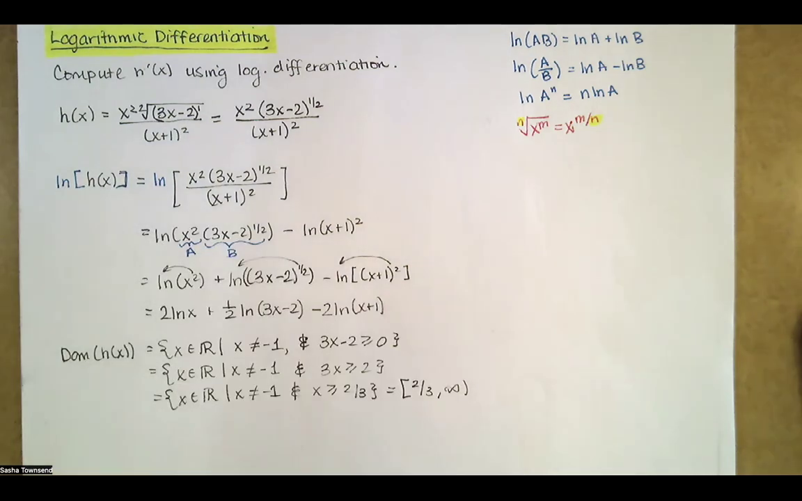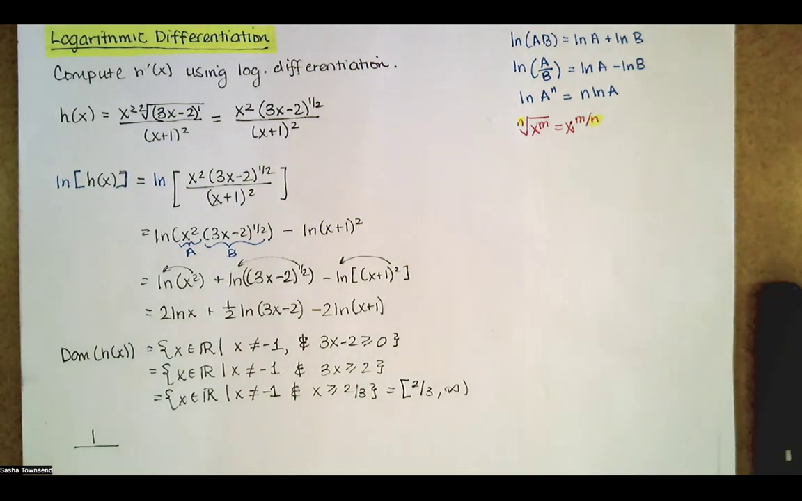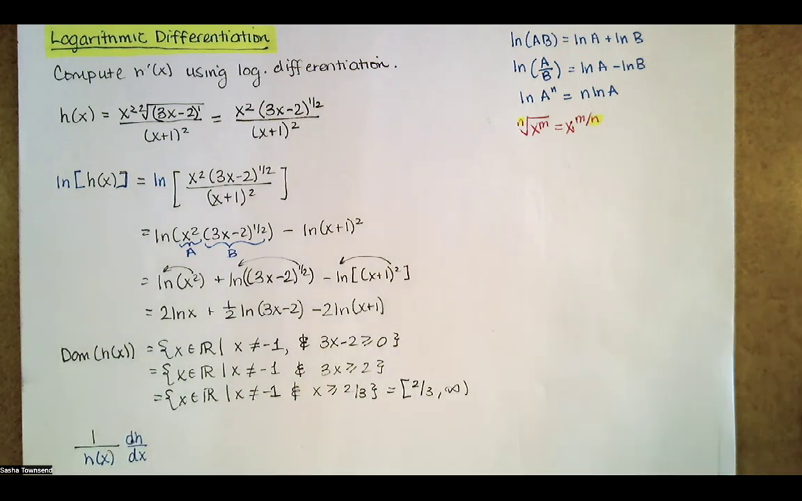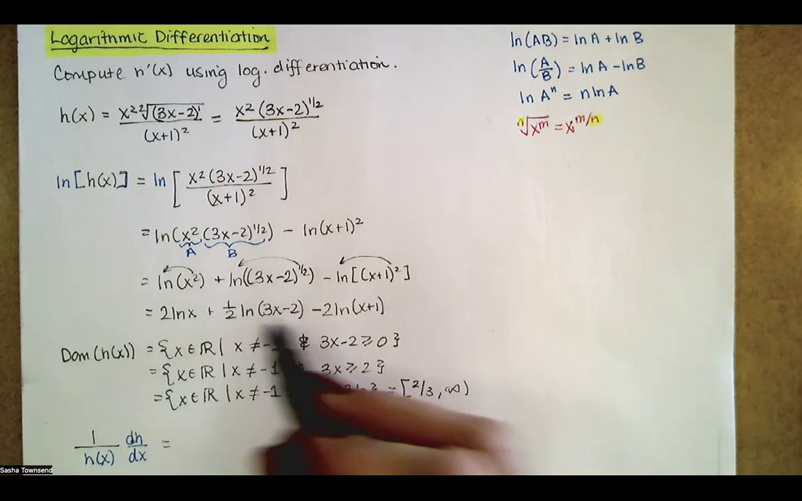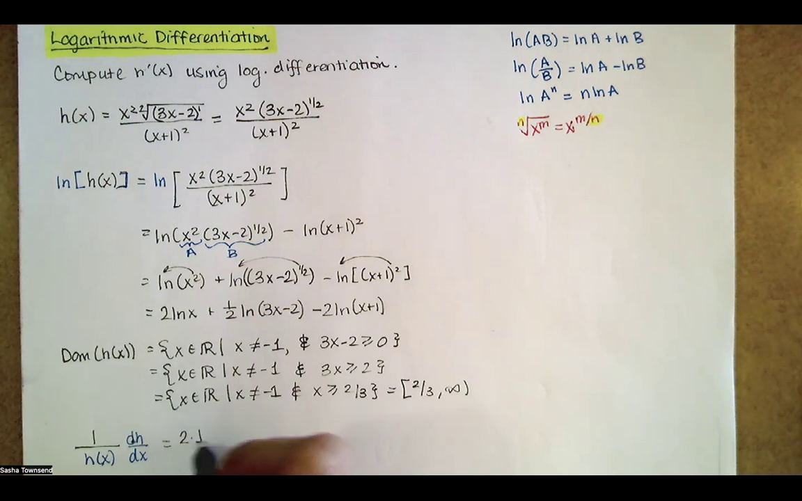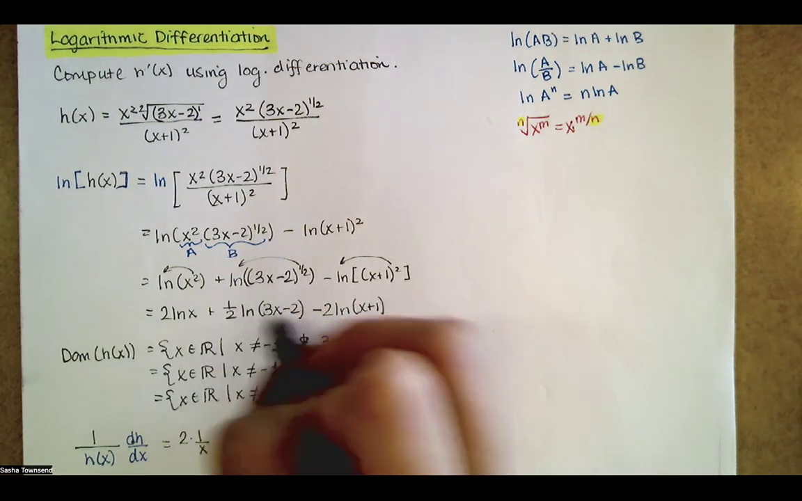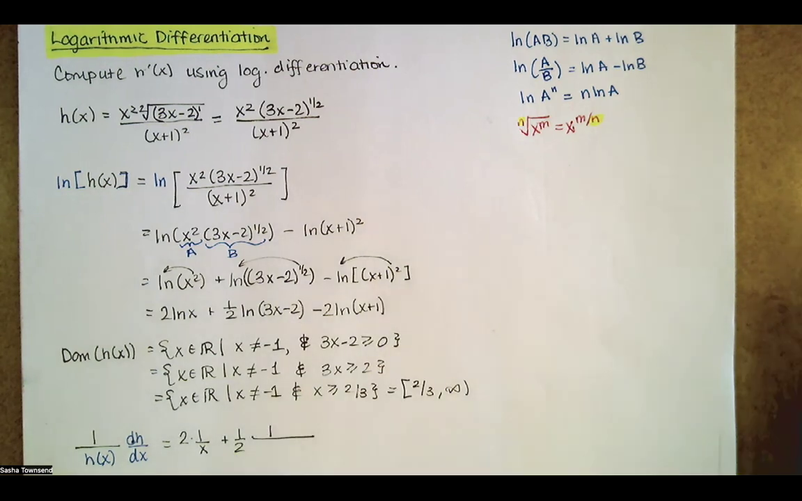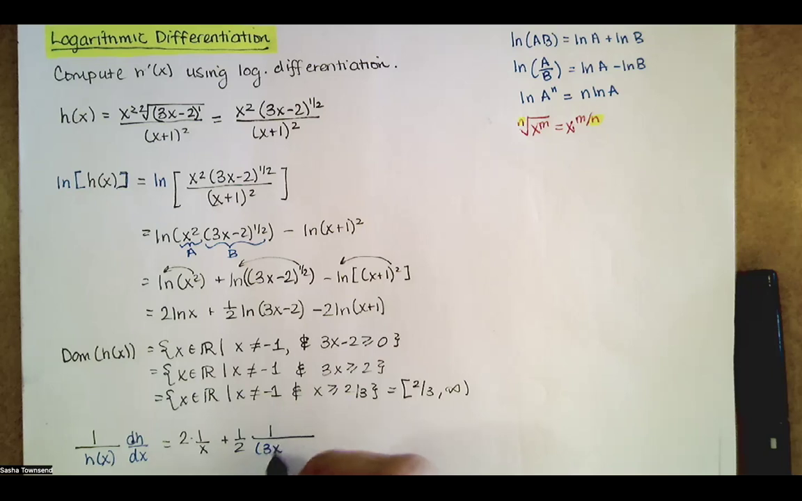So the derivative of log of a function is 1 divided by that function by the chain rule times the derivative of the inside. You can write that as h prime of x, or you can write it as dh dx. I'll use Leibniz notation. And that equals the derivative of this piece. That's relatively easy. The derivative of 2 times natural log of x is 2 times 1 over x. The derivative of 1/2 times the natural log of a function is 1/2 times 1 over the function, times the derivative of 3x minus 2, which is just a 3. So I'll put that in the numerator.